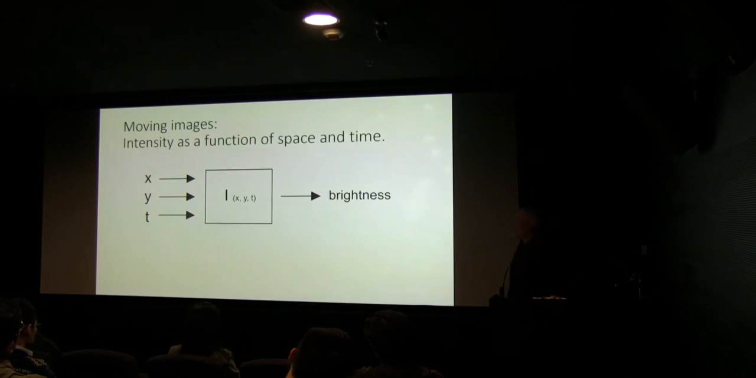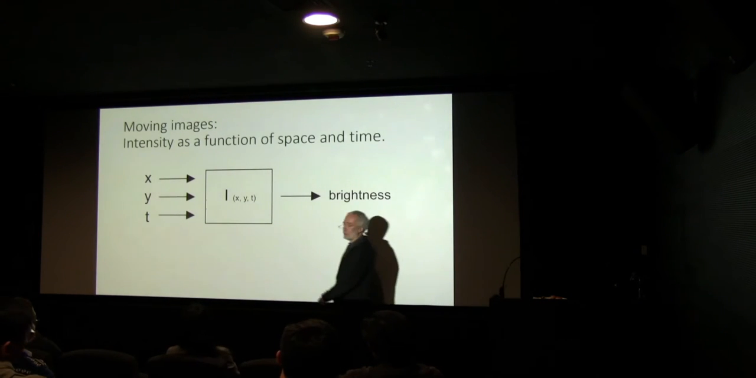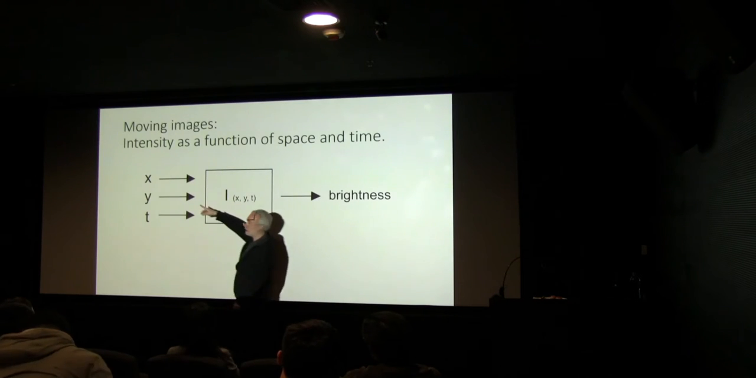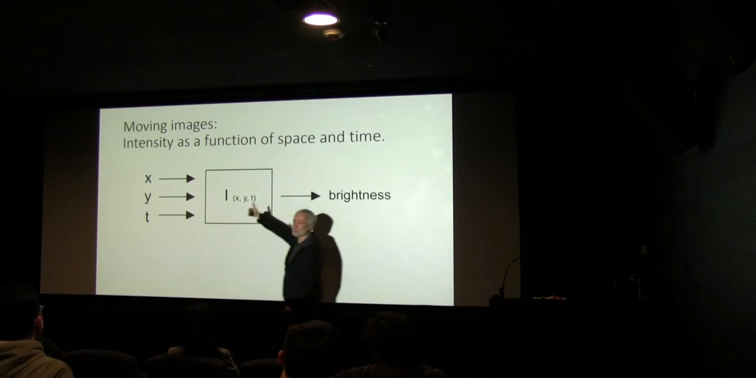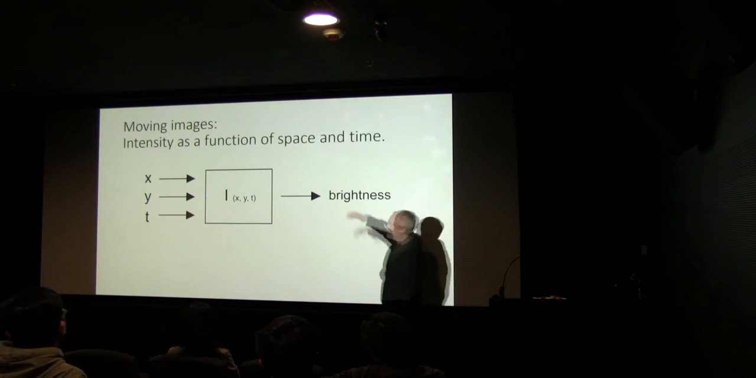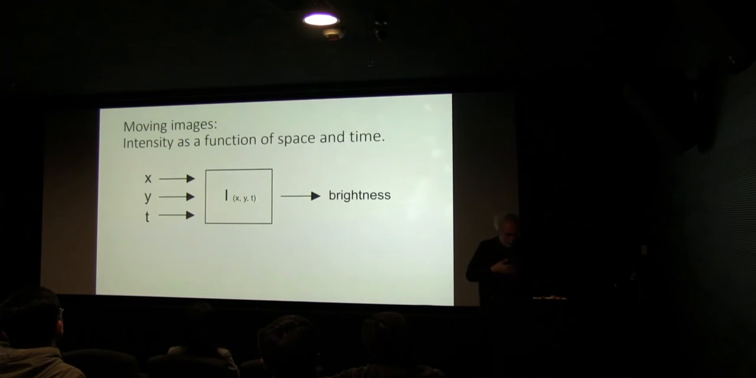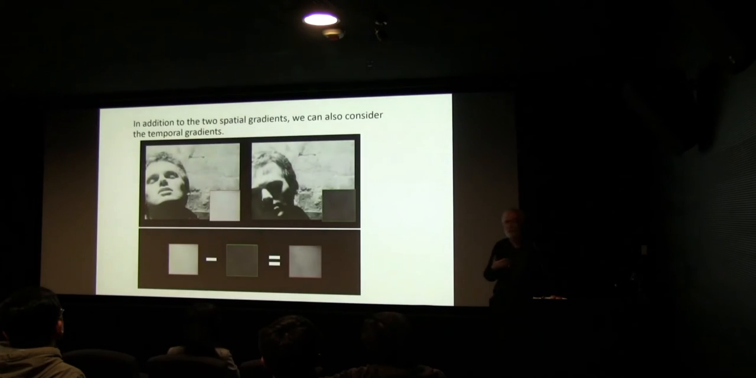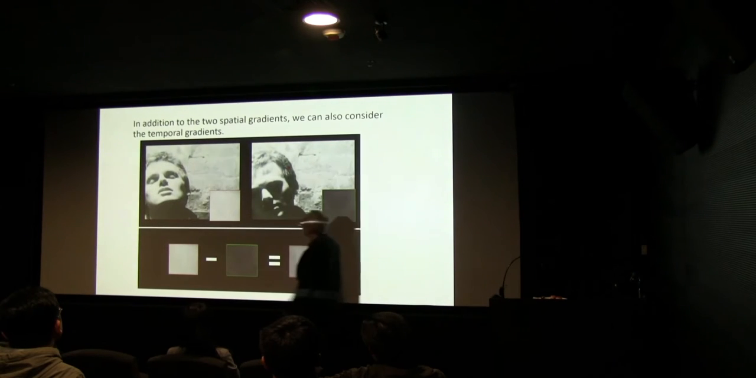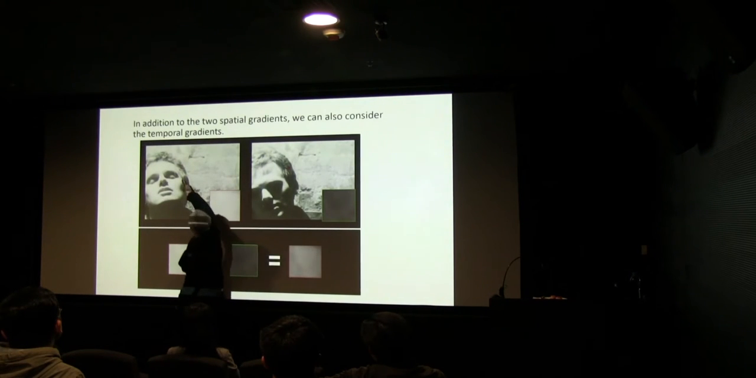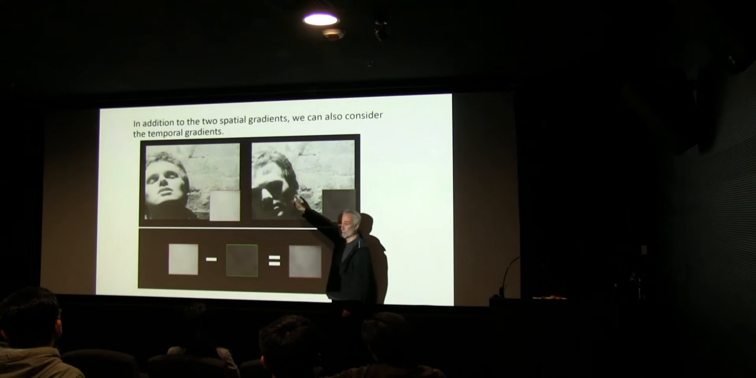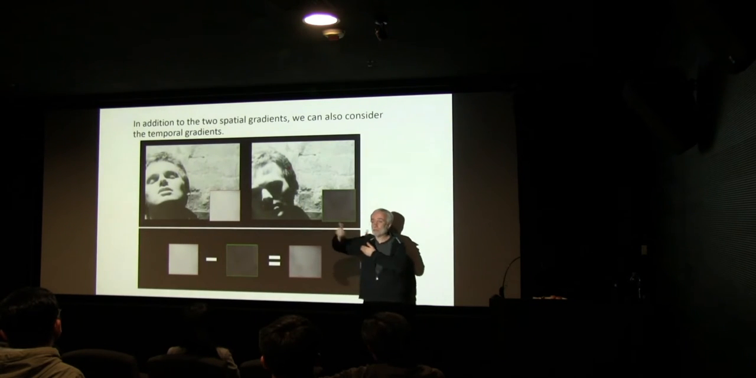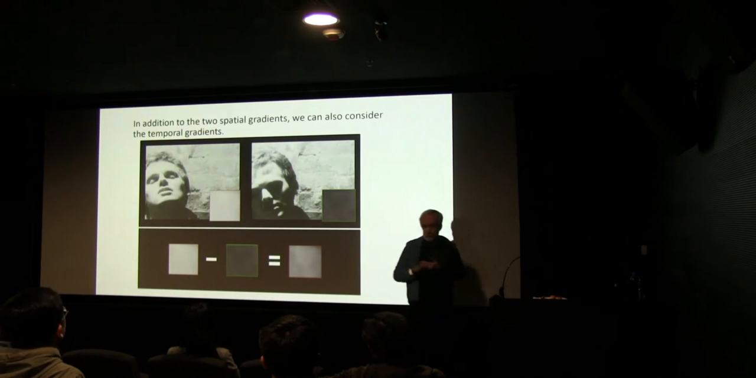Okay. Now I said that images are functions. When we deal with time, an image is a function of three variables, x, y, t, t representing the time. And then it gives you the brightness. So this means that we can talk also about temporal gradients. What does a temporal gradient mean? Suppose you take a pixel or an area of pixels and you compare the brightness of the pixels with those in the next frame. Okay? So when you take that difference, that is a temporal gradient.